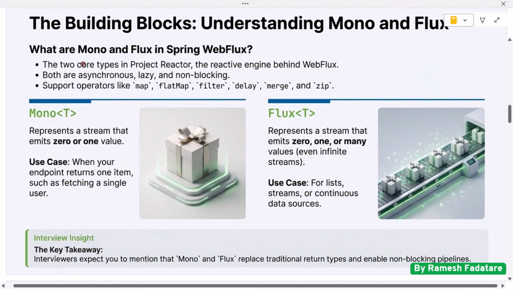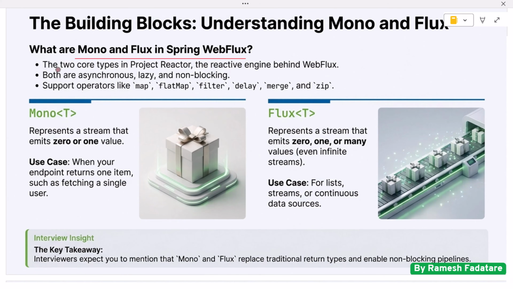Next question. What are Mono and Flux in Spring WebFlux? Mono and Flux are the two core types in Project Reactor, the reactive engine behind WebFlux. Mono represents a stream that emits 0 or 1 value. It is used when your endpoint returns one item, such as fetching a single user. Flux represents a stream that emits 0, 1, or many values, even infinite streams. It is used for lists, streams, or continuous data sources.